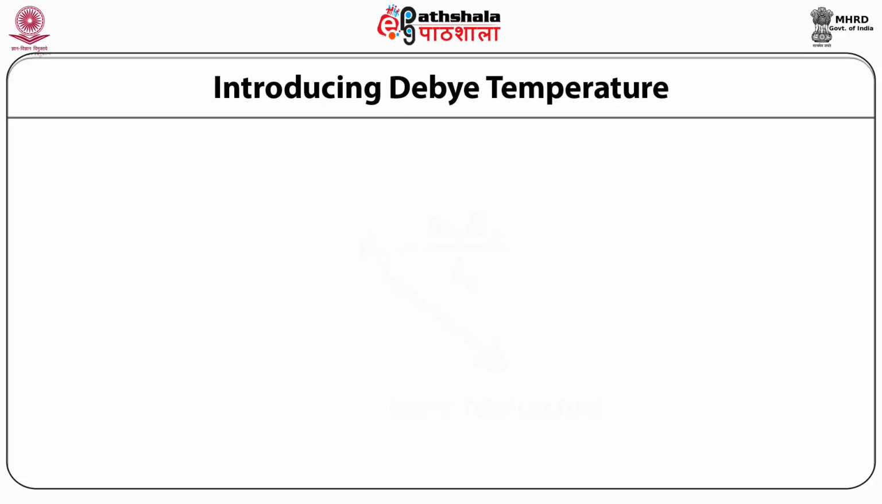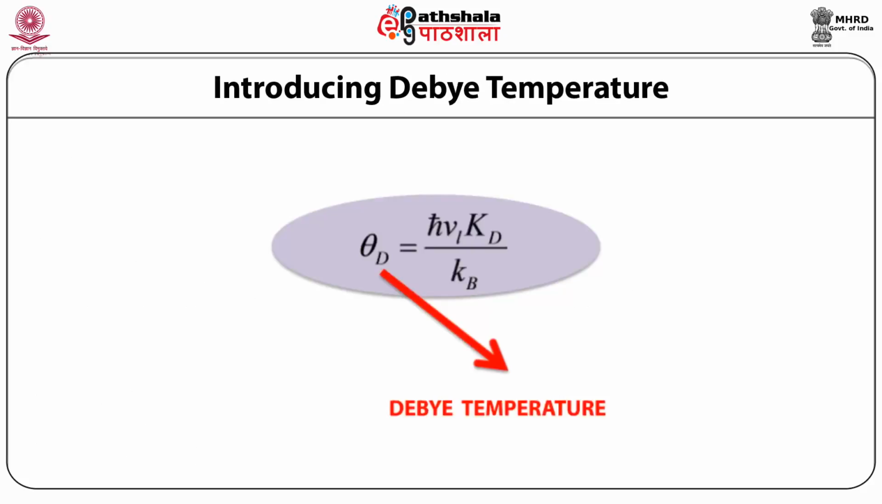So what exactly is this theta d? This is called the Debye temperature, which is very important. Remember that this is terminology which we use for describing this specific temperature in the Debye model only. So theta d, the Debye temperature, is equal to h cross VL multiplied by kd divided by kb. So this theta d is the Debye temperature.